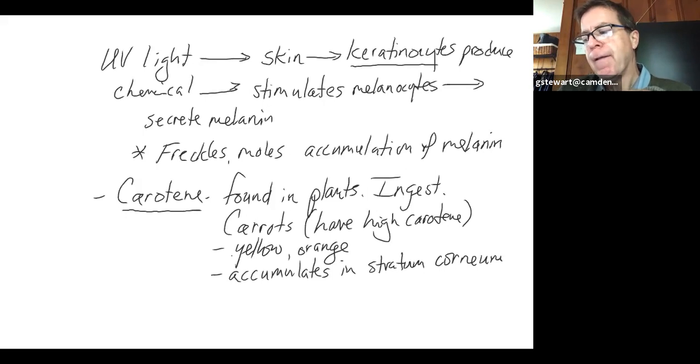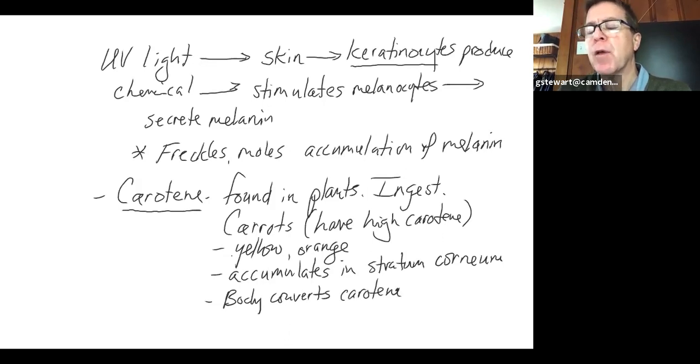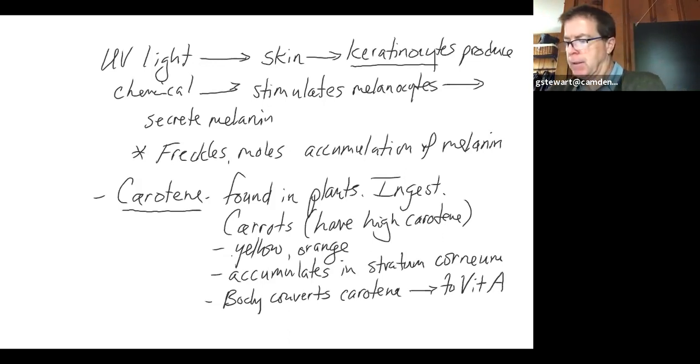And finally, the body converts this carotene to vitamin A. So it not only makes our skin, especially pale people, makes their skin sort of yellow orange if they eat a lot of it, but then the body converts carotene into vitamin A, which is good for all sorts of things. And the last thing, so I'm going to layer over the top of this and we'll be done with pigmentation.